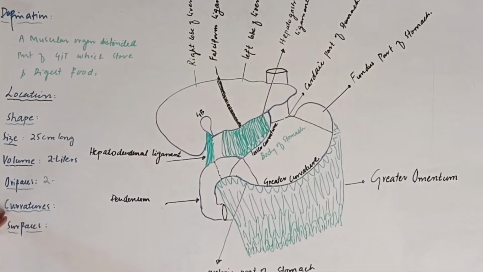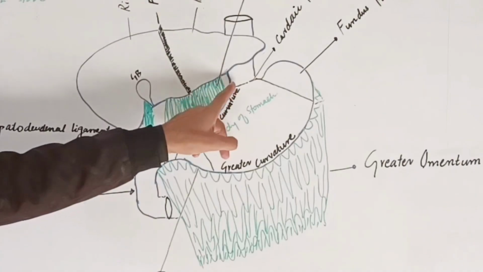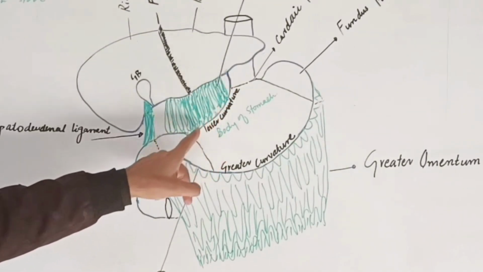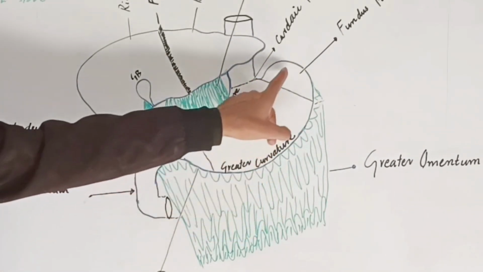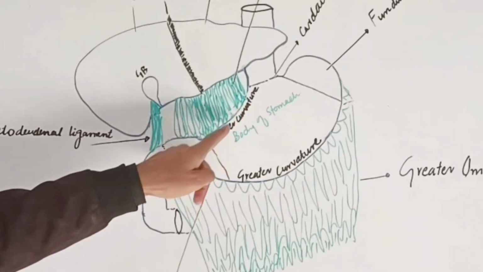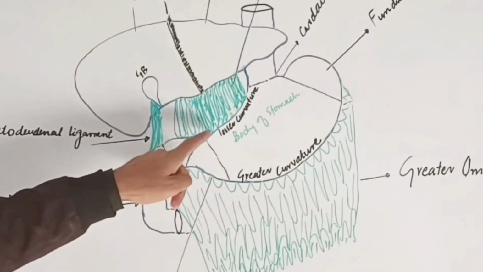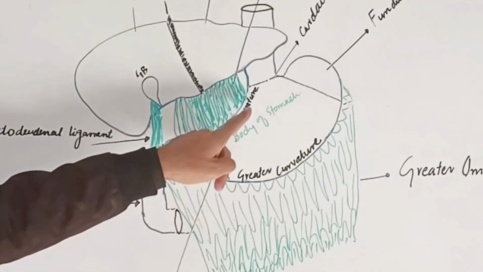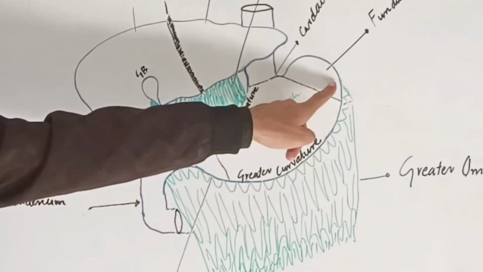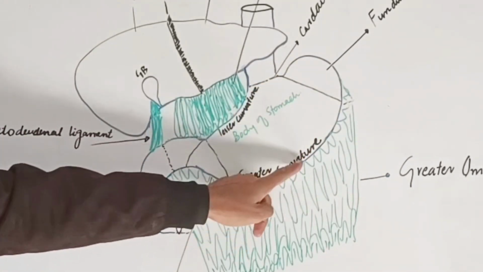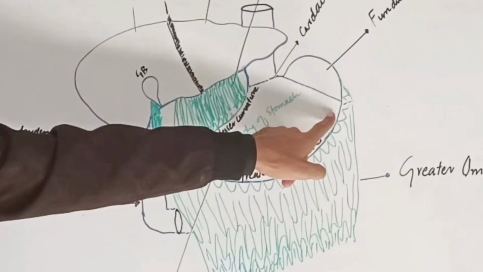What are the curvatures of the stomach? Here you can see this is one curvature which is present on the right of the stomach, and this is the other curvature which is present on the left of the stomach. This small curvature is the lesser curvature, which forms the right border of the stomach, and this large curvature is called the greater curvature, which forms the left border of the stomach.